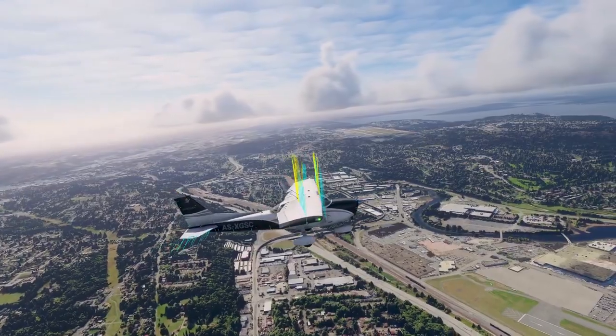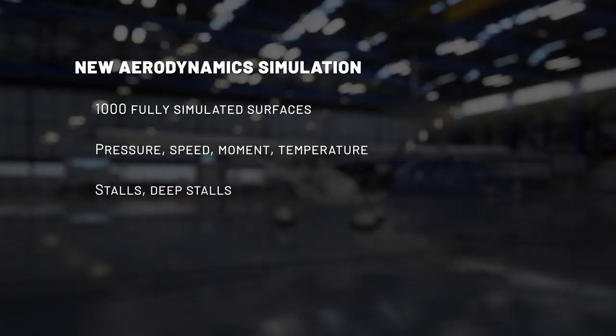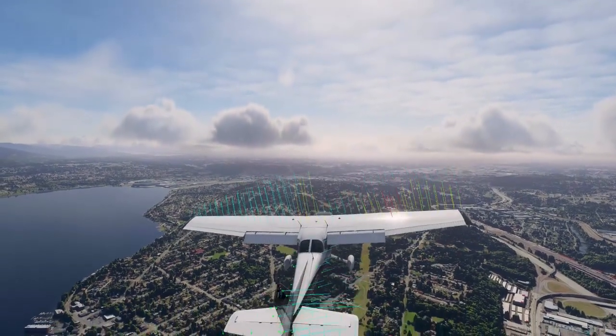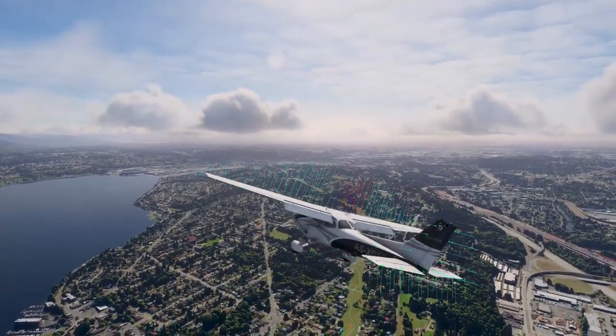It will realistically simulate stall. The stall is when the airflow is bent too far by the surface and cannot stay attached to the surface anymore. So this is now simulated surface by surface, which means that we can have a left wing stalling, especially because of the weather and the full realistic simulation of each surface in the world.